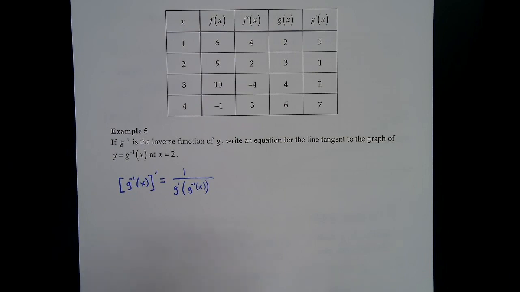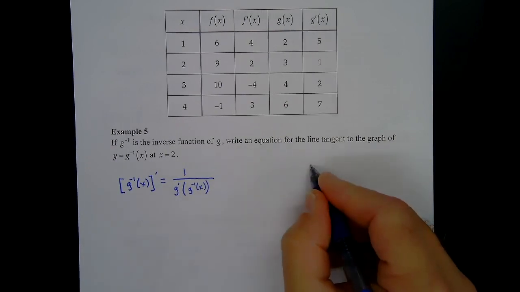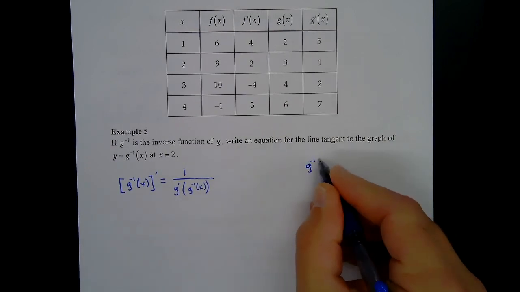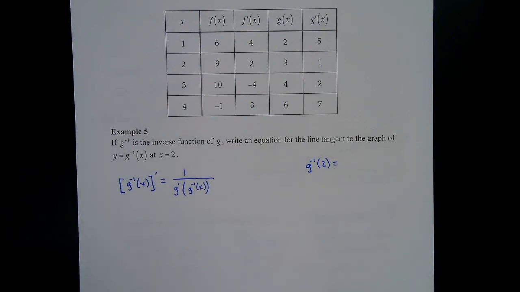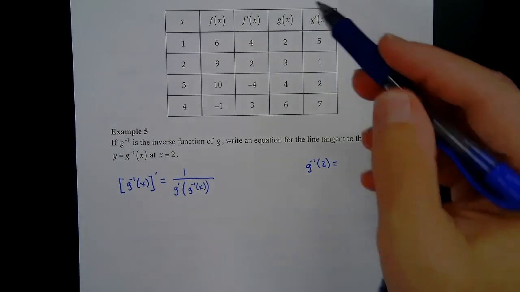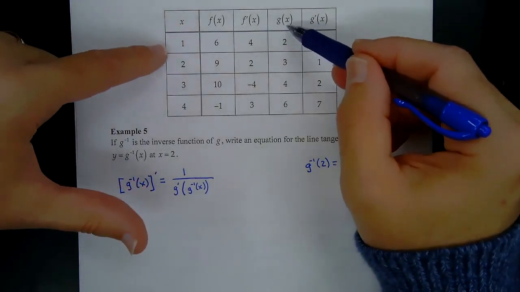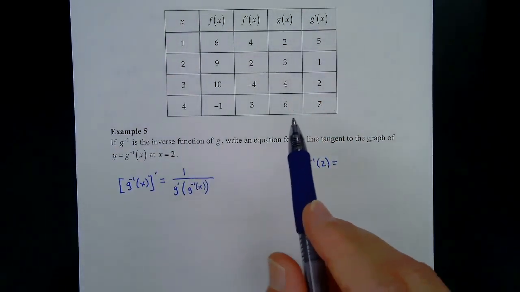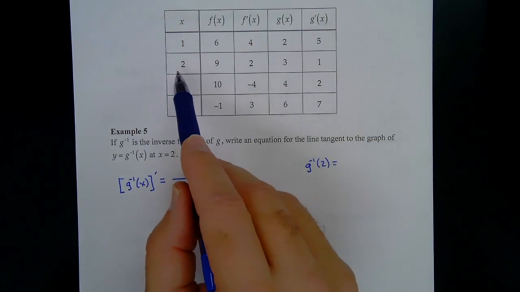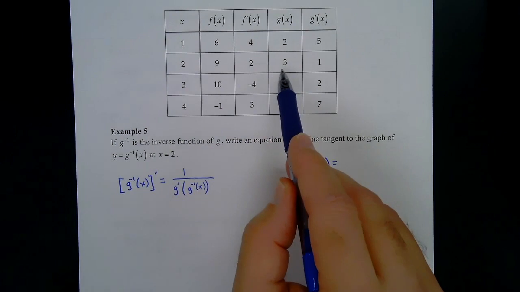All right, so we need to find this at 2, and we also need to find g inverse of 2, because that's going to be the point on our function. So how do we find g inverse of 2? This is g, and these are my x values, and these are the outputs for these inputs. So g of 2 is equal to 3.